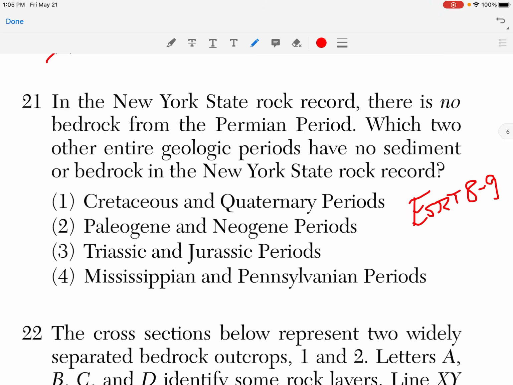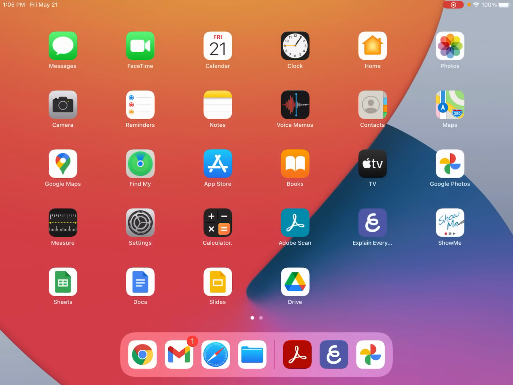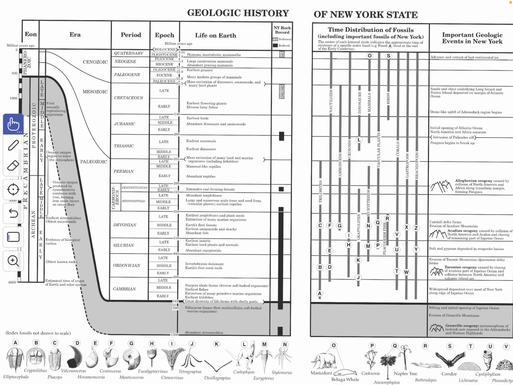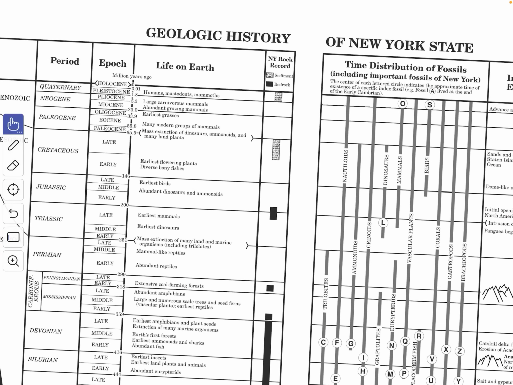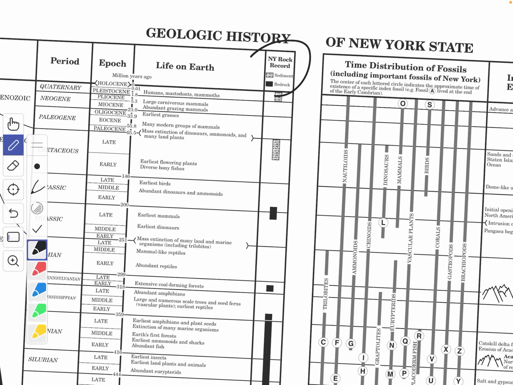We're looking for bedrock in the New York State rock record. That's kind of the key to this thing, and that's what we're going to be looking at on page 8 and 9. And we want no bedrock. It says no sediment or bedrock in New York State rock record. So let's go through the choices and see what we have here. First off, we have Cretaceous and Quaternary periods. So if I look at my reference table, let's check. Here's the New York State rock record. Specifically, what I'm pointing to is right here, okay?